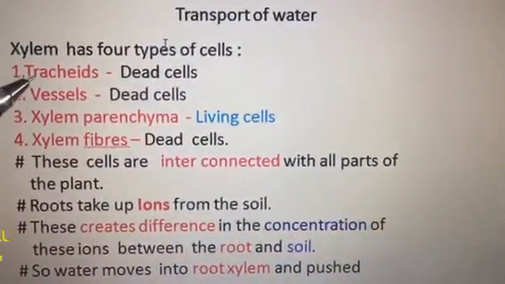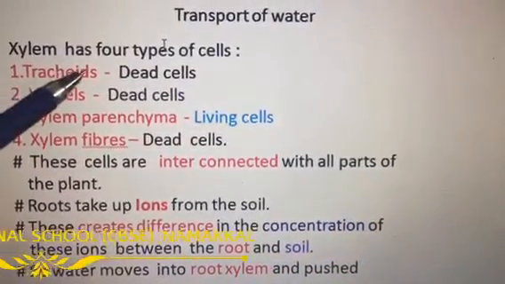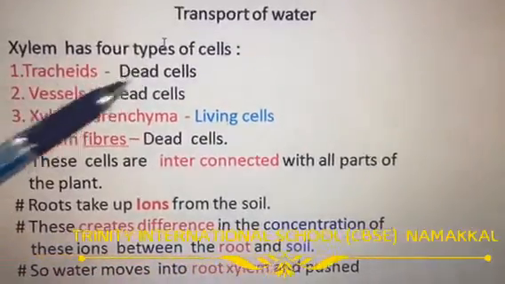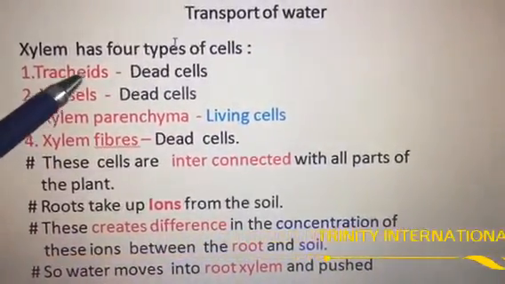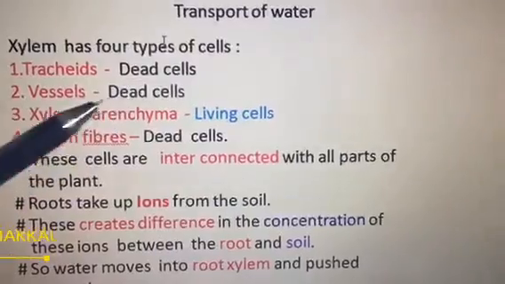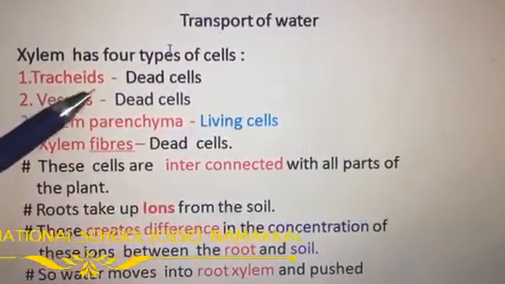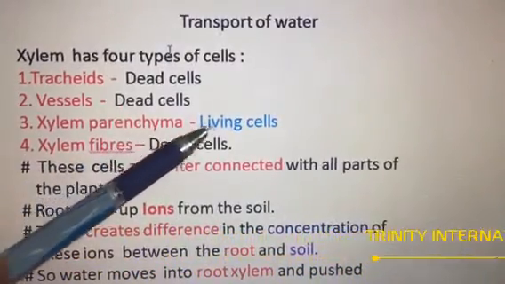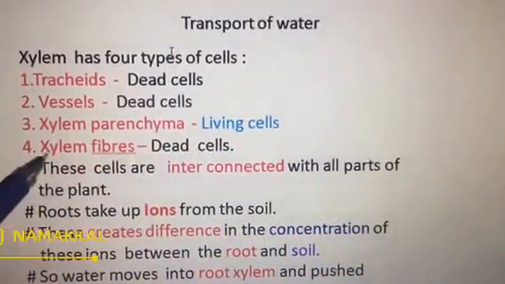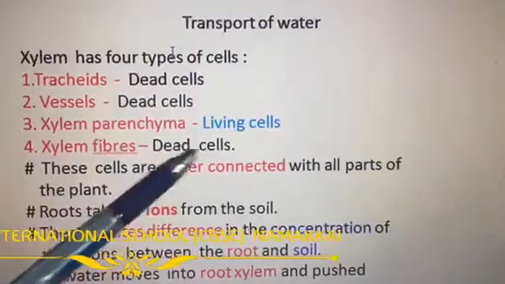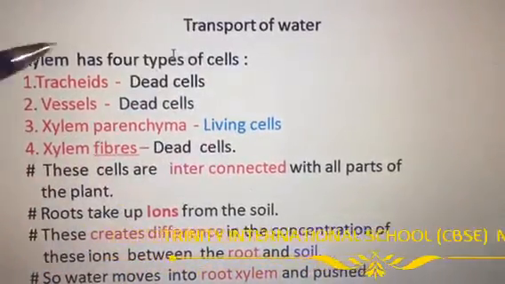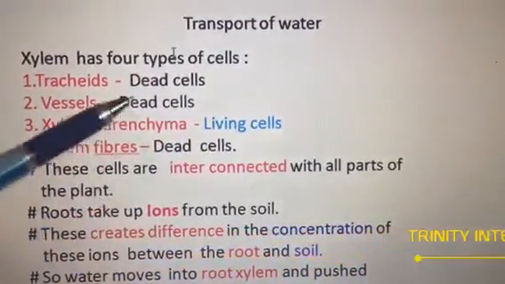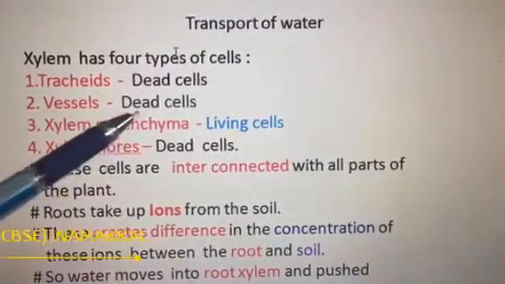The first one is tracheids. Tracheid is a type of xylem cell. Tracheids are dead cells. Vessel is a dead cell. Xylem parenchyma is a living cell. Xylem fiber is a dead cell. Among the 4 cells, 3 cells are dead and 1 cell is living.